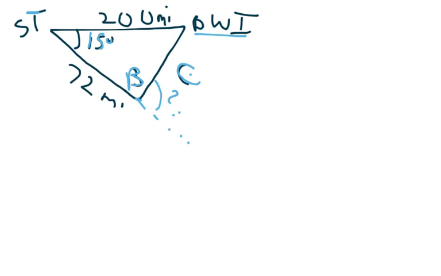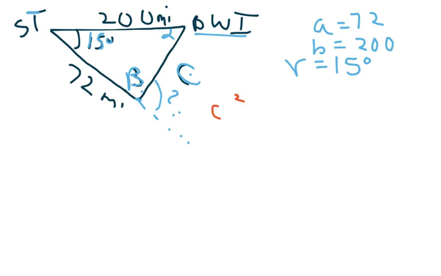Okay, so the first thing I want to do is kind of label everything. I'm going to let A equal 72. So this is my angle alpha here. B equals 200. And this is this side. That's across from beta. And then my gamma is 15 degrees. So the side across from gamma is C. And I'm going to use the law of cosines. So I have C squared equals A squared plus B squared minus 2AB cos of 15 degrees.